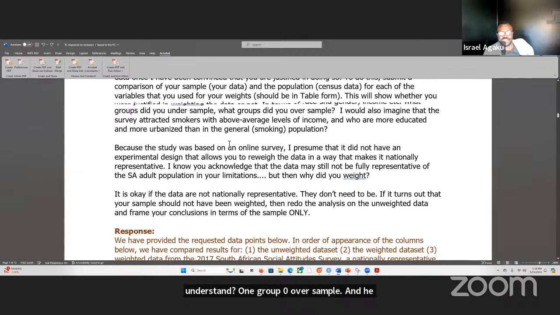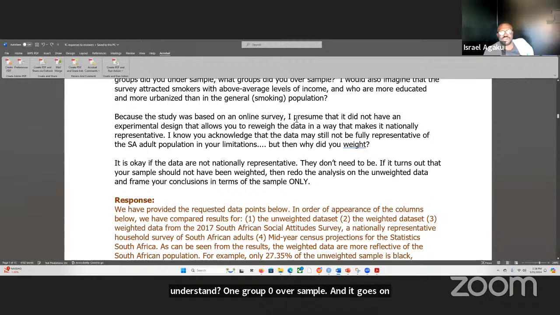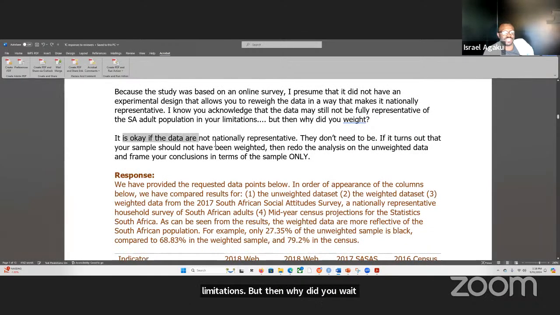And he goes on. Because the study was based on an online survey, I presume that it did not have an experimental design that allows you to reweight the data in a way that makes it nationally representative. I know you acknowledge in your limitations that the data may still not be fully representative of the South African adult population, but then why did you weight? It is okay if the data are not nationally representative. They don't need to be.